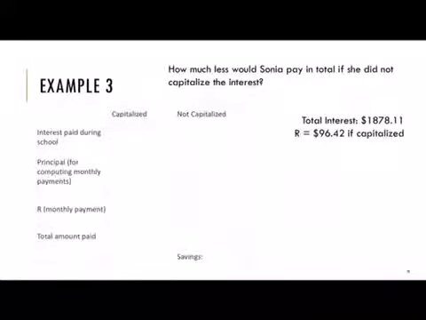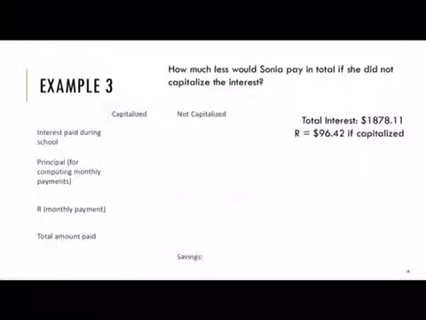So let's compare these two situations, and we're going to refer back to the work that we've already done in examples 1 and 2, and we're going to look at Sonia's situation. So we found that in the capitalized situation, where her interest accrues all during school, her total interest was $1,878.11. That got added into the principal when we went to compute her monthly payment, and she ended up with monthly payments of $96.42.